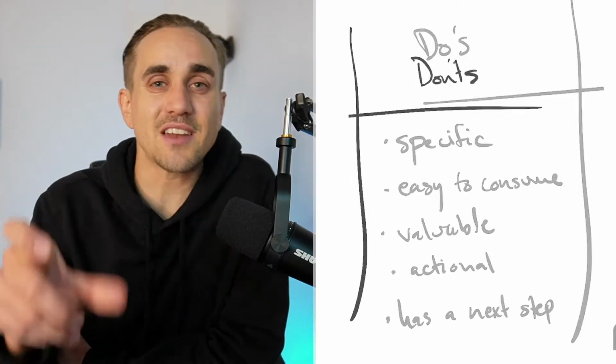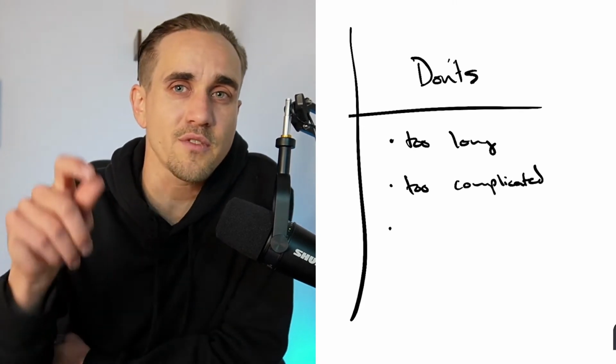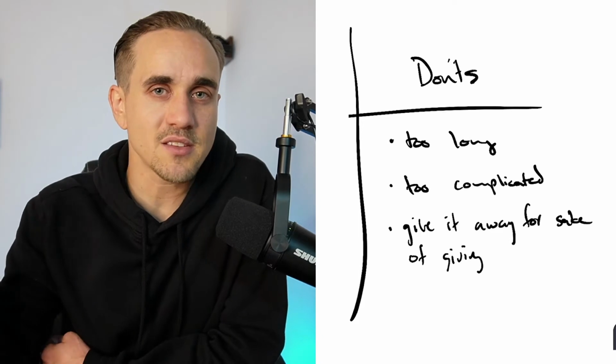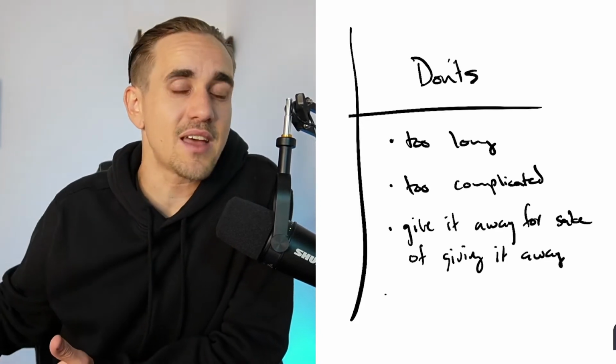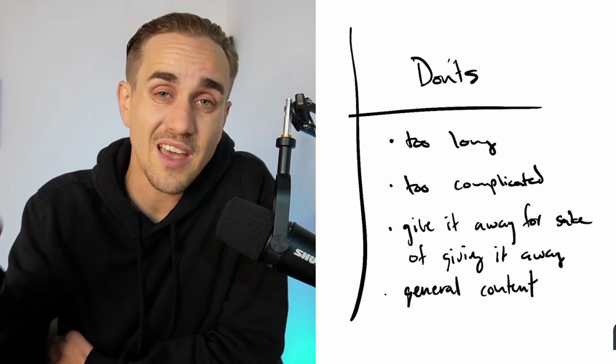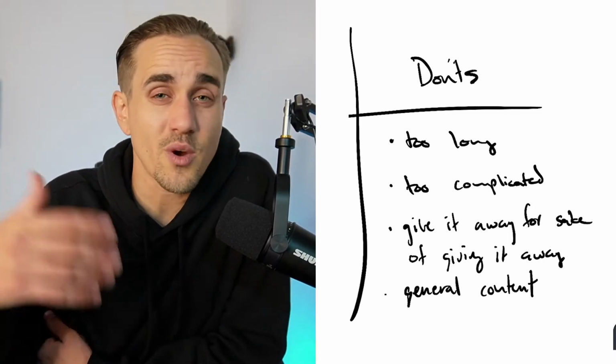What you want to avoid, again, don't make it too long. Don't make it really complicated. Don't give stuff away for the sake of giving stuff away. I've seen a lot of people just make lead magnets for the sake of getting leads. And what they end up with is a lot of leads, and those people don't convert over time. So we want to make sure, again, it goes back to that specific thing and we're splintering off our main offer. And we don't want to just give away general content.